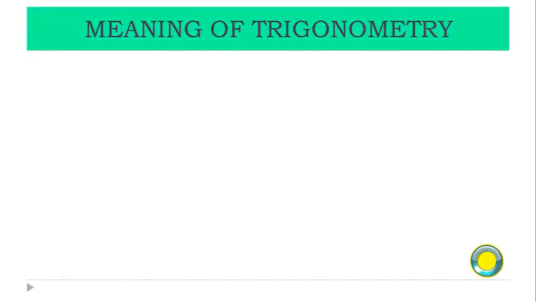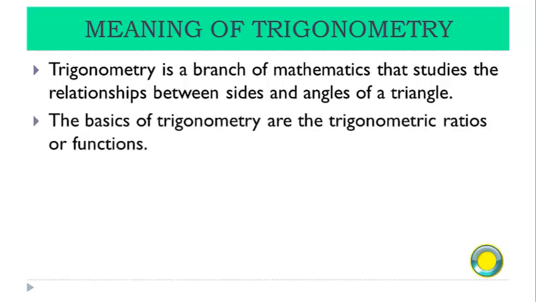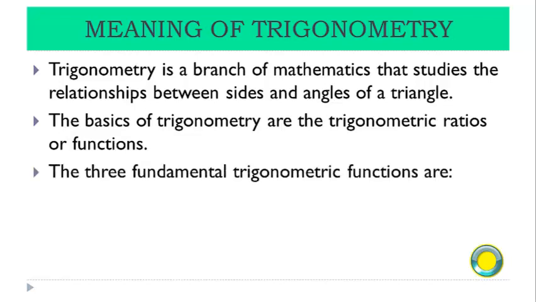The meaning of trigonometry. Trigonometry is a branch of mathematics that studies the relationships between sides and angles of a triangle. The basics of trigonometry are the trigonometric ratios or trigonometric functions. The three fundamental trigonometric functions are sine function, cosine function, and tangent function.